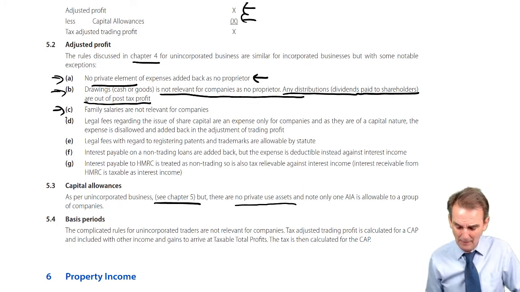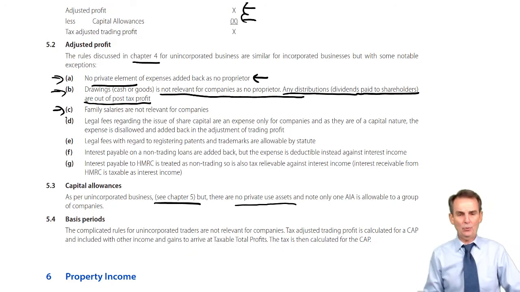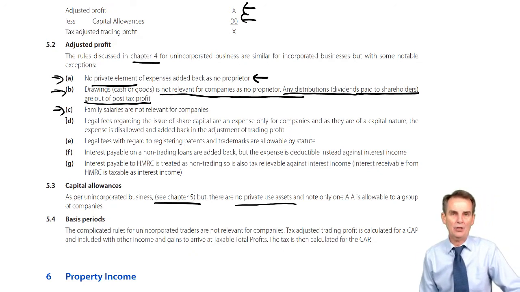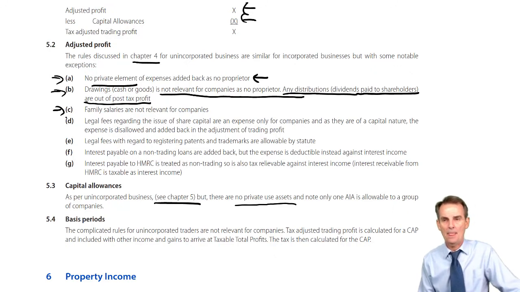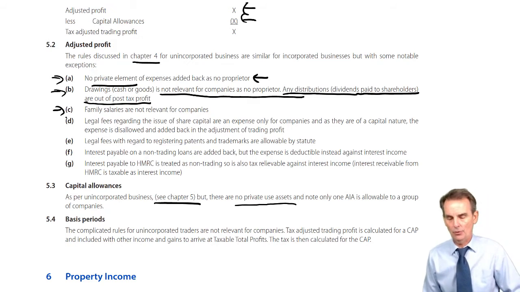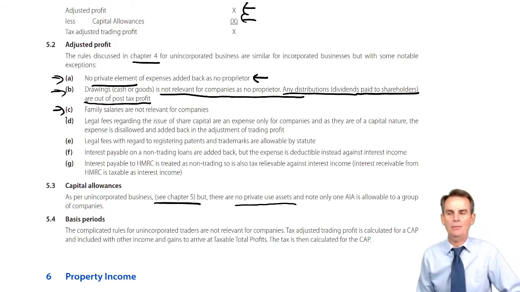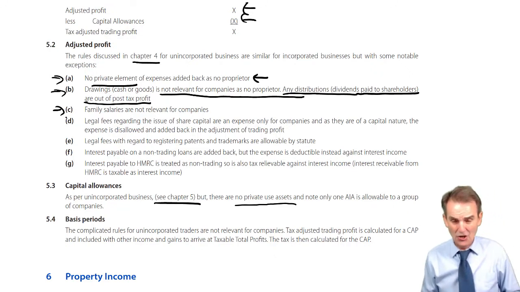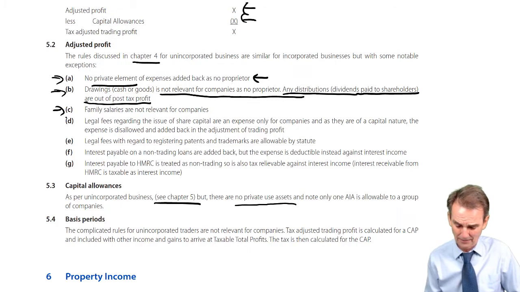Again, you won't have family salaries. A company can employ whoever it likes and pay them whatever it chooses, and those payments, of course, will then be chargeable again under the PAYE system to income tax, as part of employment income, and of course any national insurance contributions payable by employee and by employer. So again, none of those adjustments are relevant in corporate tax.